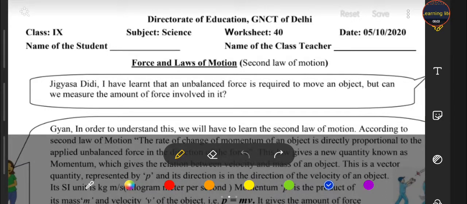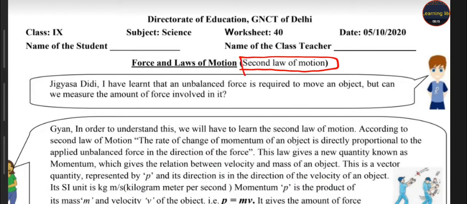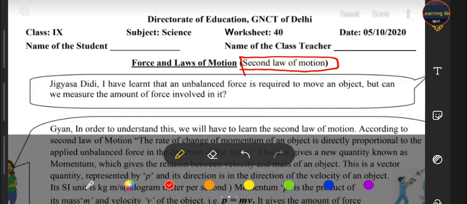Hello students, today we are here with our worksheet number 40 from Directorate of Education, class 9, subject science, that is from force and laws of motion, and today we discuss the second law of motion. In the last worksheet we discussed the first law of motion.